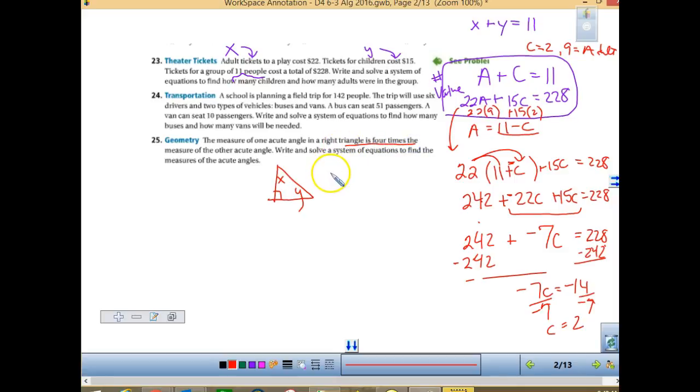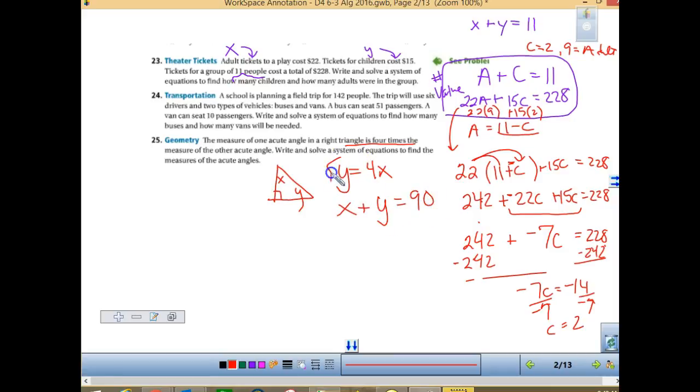Do you want x to equal 4y or y to equal 4x? Does it matter? Tell me which one you want me to put down. X equals or y equals? Y equals. This angle is 4 times the other one, which means the x angle is way smaller, right? Okay. What do you know? All 3 angles in a triangle add to 180. What do the 2 add to? To 90. X plus y equals 90.